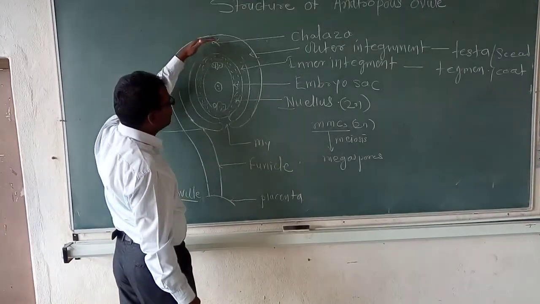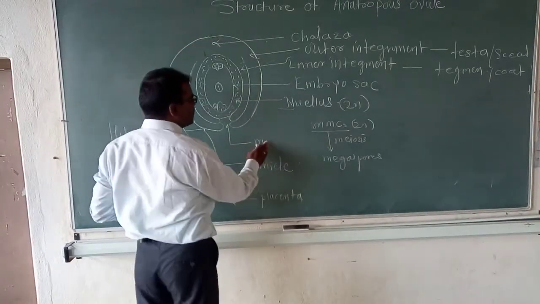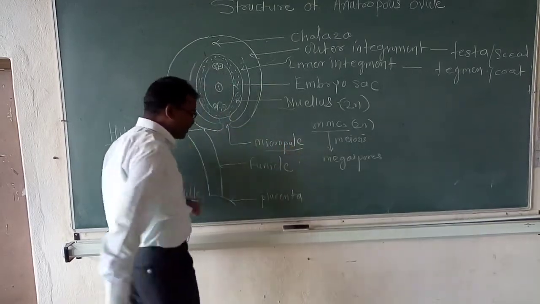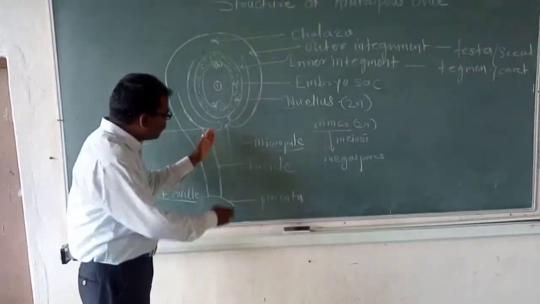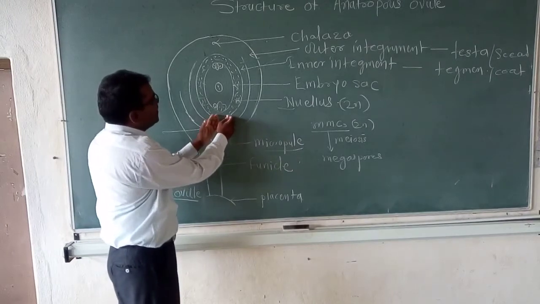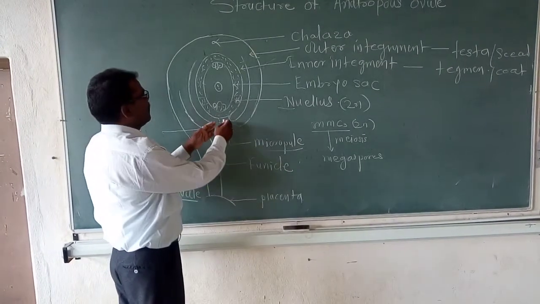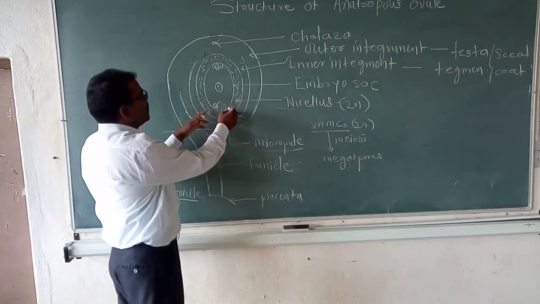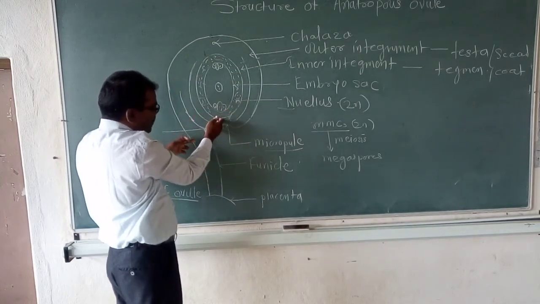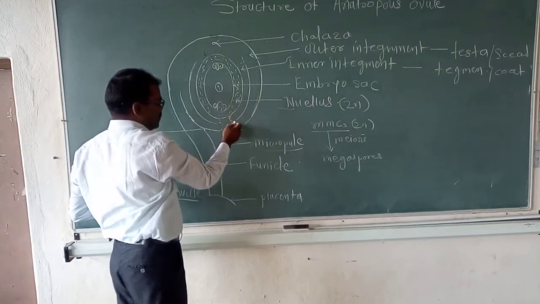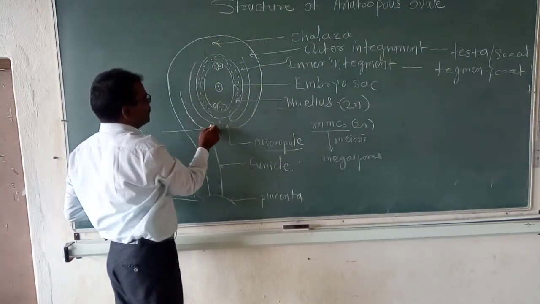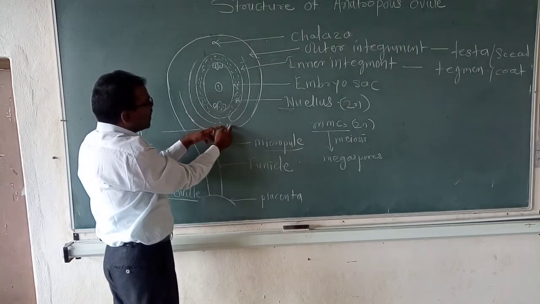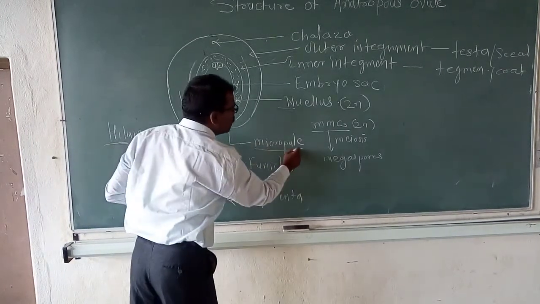Opposite to the chalaza basal cell, there is a presence of micropyle. Micropyle is nothing but the entry toward the nucellus. The nucellus is covered on all sides by integument, except for a small pore or gap, which is called the micropyle.